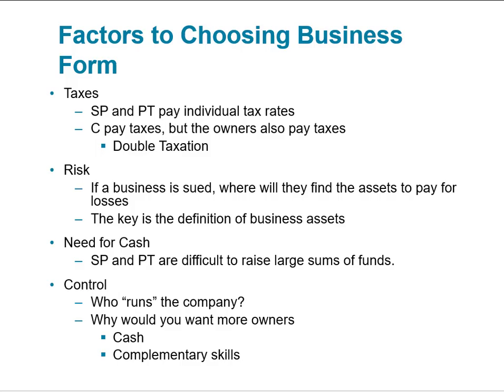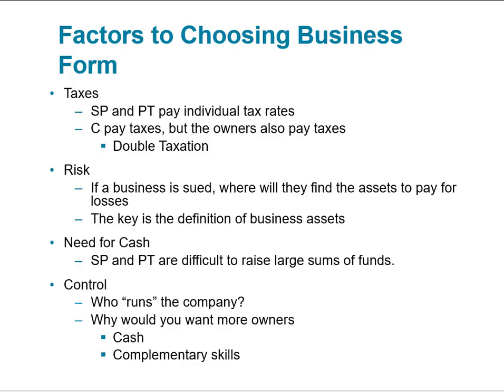And in the end, just a different kind of circumstance is control. Why do entrepreneurs want to run their own business? It's because they want to be in control. They don't want to answer to anybody else. So who runs the company? Most entrepreneurs do not want to share the company. They don't want to share control of the business itself. So if you don't want to share the business, then you need to be a sole proprietor.